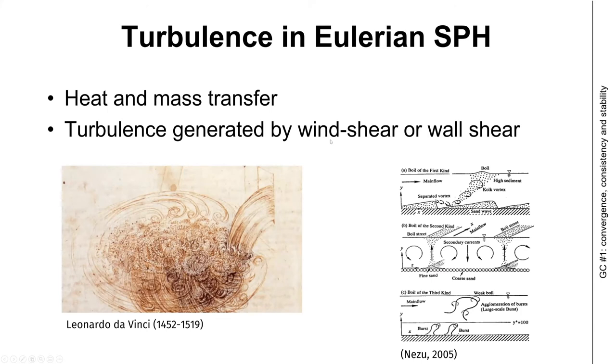So basically we decided to see what we can do with an SPH Eulerian model for simulating turbulence. Well, as you all know, turbulence is a complicated subject. So what we did is to try to obtain DNS simulations using an Eulerian SPH scheme.